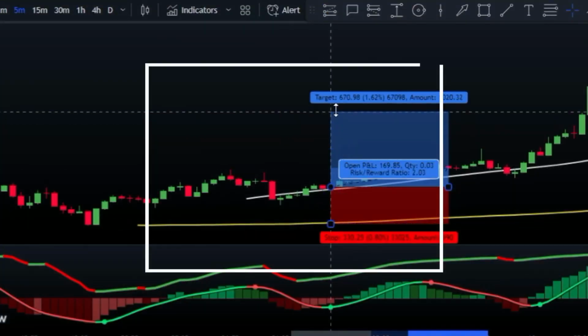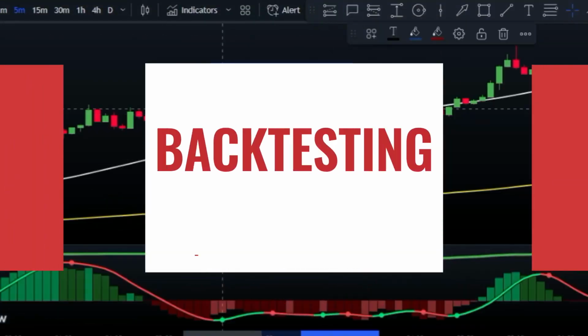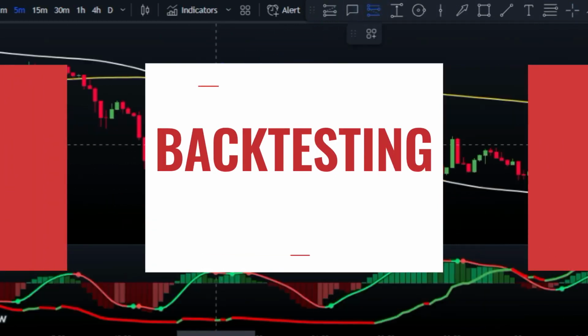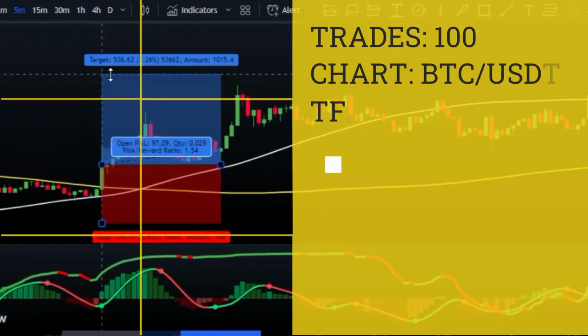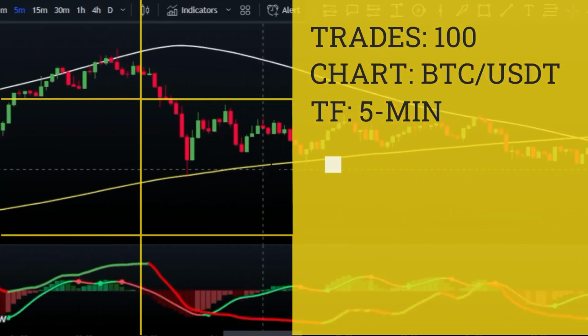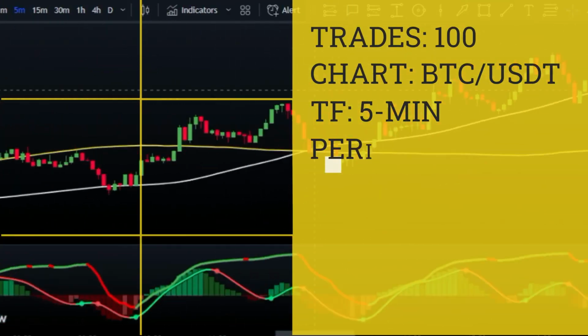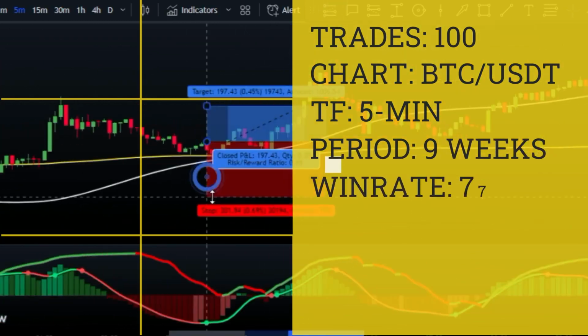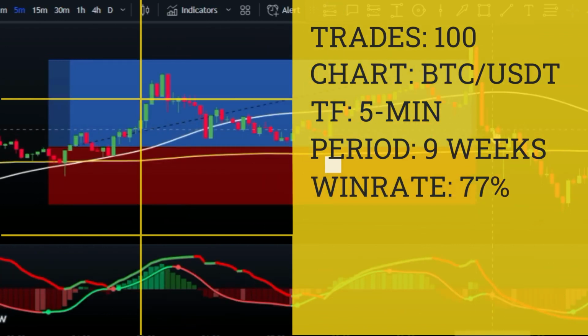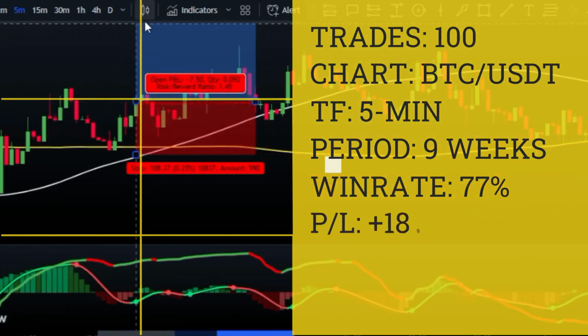But before we dive into trading with this strategy, let me assure you that it has stellar performance in backtesting. We ran 100 trades on the Bitcoin chart using a 5-minute time frame. These trades were carried out over a span of 9 weeks, and the strategy achieved an impressive win rate of 77%, and this led to a remarkable profit of 189%.